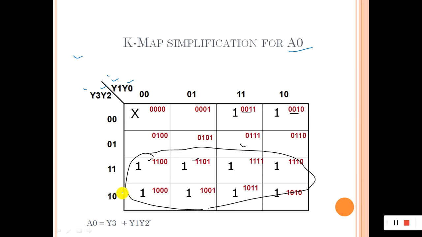How many variables can the octet remove? Of course, three variables. You will find out why three: this one is not changing, while this one and all these rows are changing, but this is the same. This is Y3. So Y3 is here. This is the simplification of K-map.